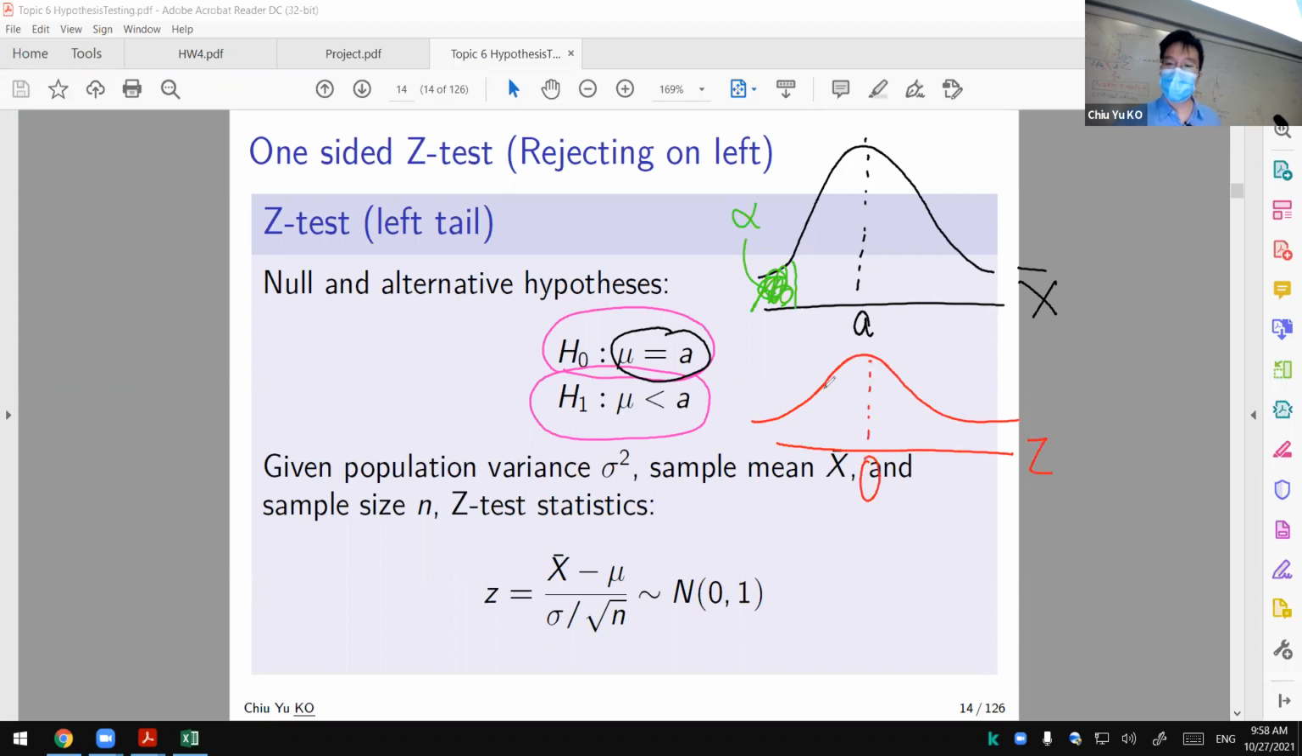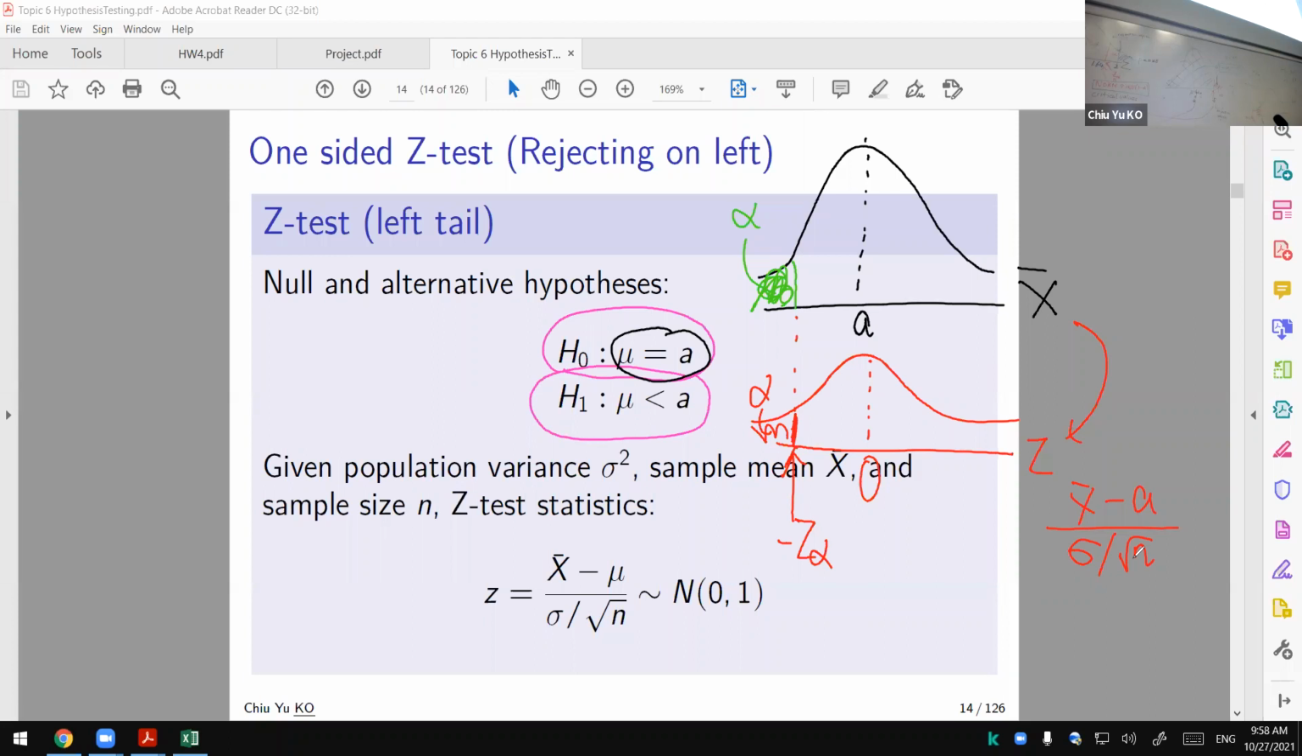This is 0, okay? And you go down, okay? This number for alpha will be negative z alpha. So what you're doing is look at the X bar converted to the test statistic. How we convert from the black graph to the lower one is X bar minus A over sigma over root n. This is how you convert from the above to below.